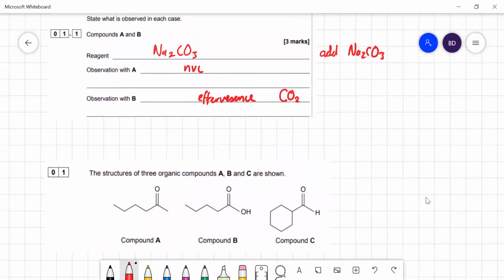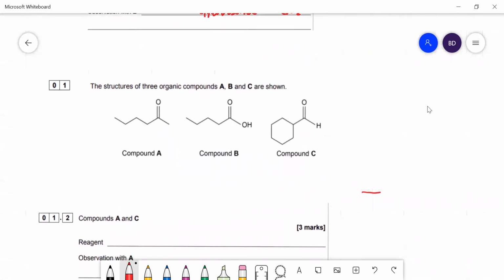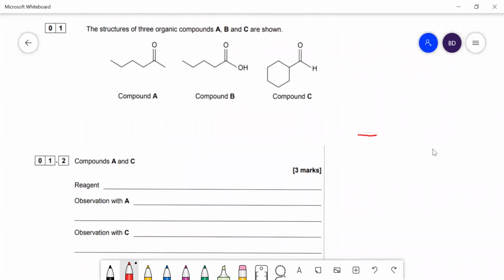Same again, you've got to distinguish between compounds A and C this time, so I've just drawn the structures again. Right, A and C. Well, C is an aldehyde, so that's going to react with either Fehling's or Tollens'. So let's do Fehling's. With compound A, there'll be no visible change because it's a ketone, so you can't oxidize a ketone. Fehling's with an aldehyde will oxidize it to a carboxylic acid, so the Fehling's gets reduced, and a blue solution will go to a red precipitate.